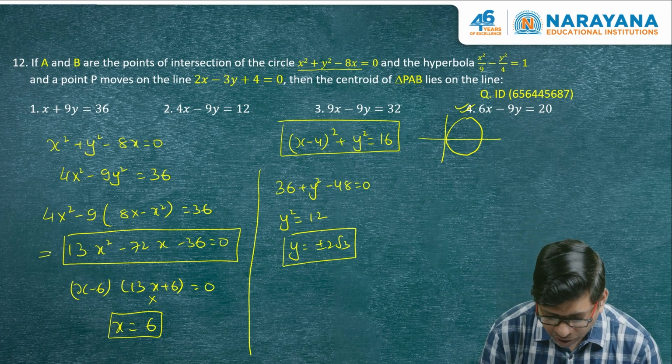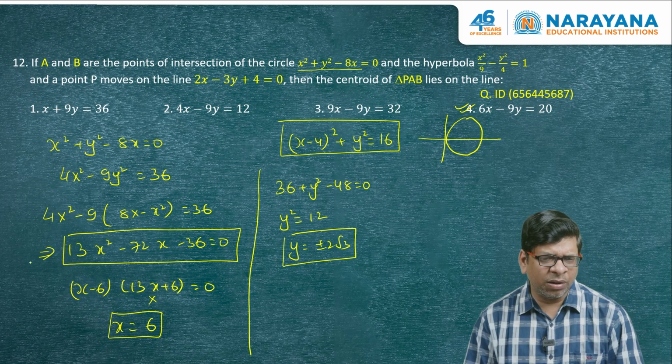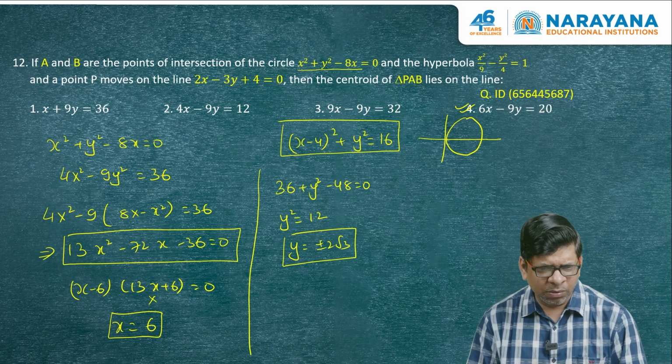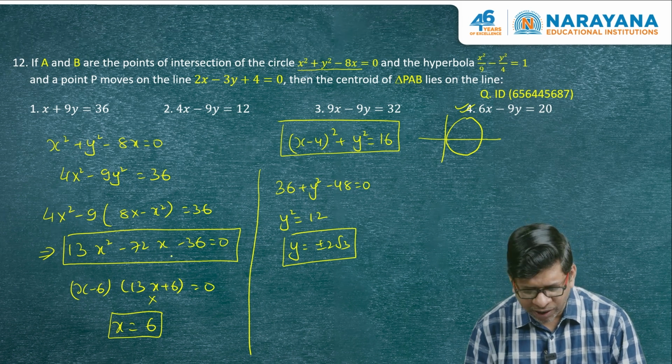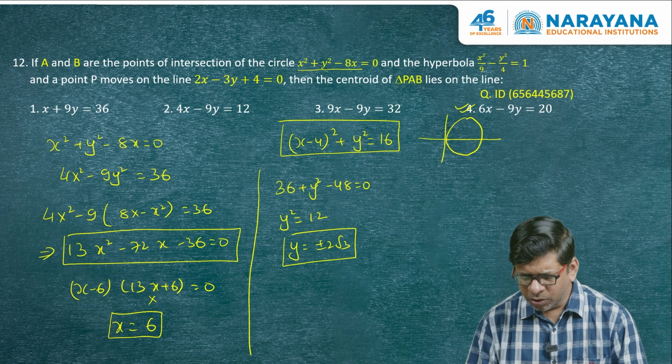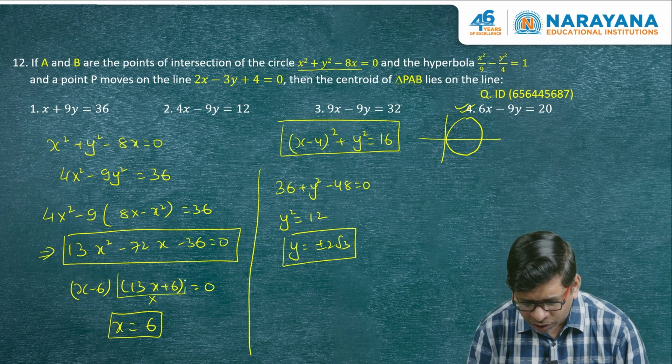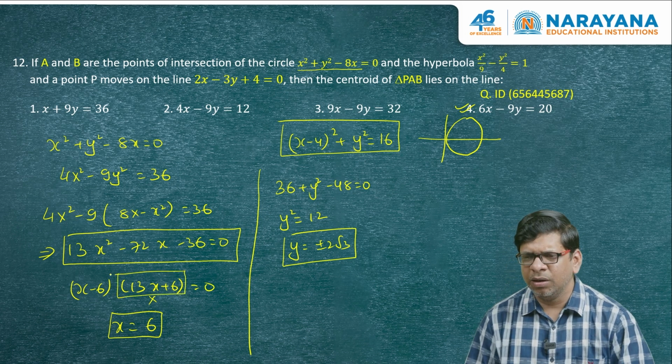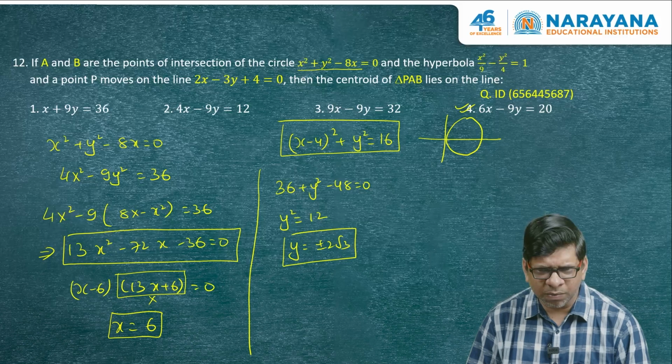This factorization we should get early, so it may not kill your time in the exam. You should get this factorization directly. And you should also realize that x should not be negative. So you should avoid the solution x equal to minus 6 by 13 after observing the given curve.